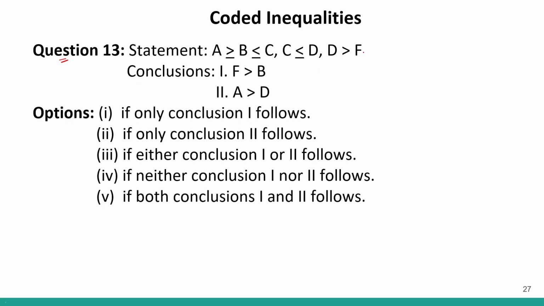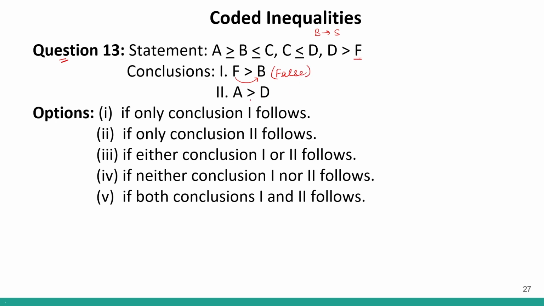Question number 3, again statement is given to us, conclusions are given to us. We have to identify which of them is true. F is greater than B. Correct. F is greater than B means we will move from F to B. Now I can see F, but can I move forward from F? No, because we have a smaller door. I cannot move forward from F. We have to go from bigger door to smaller door. Therefore, this is false. Correct.